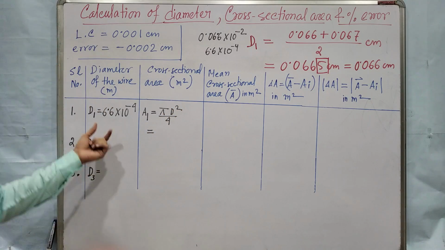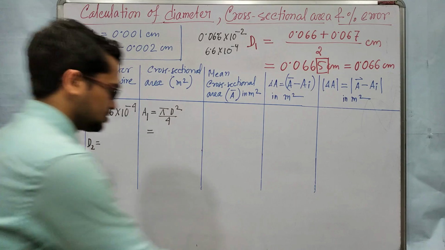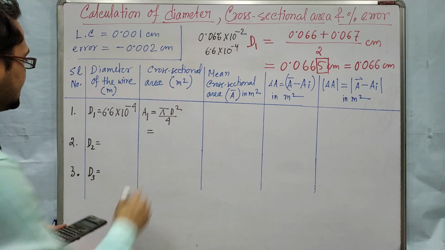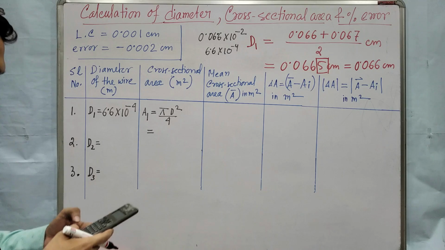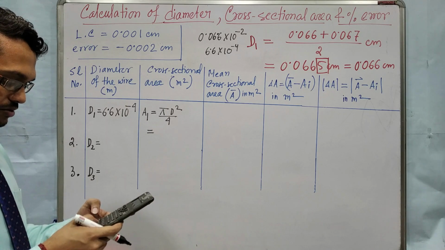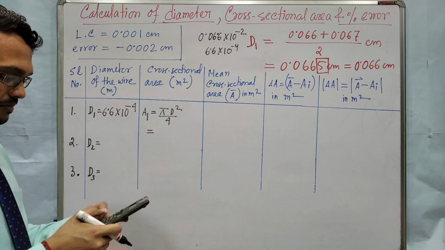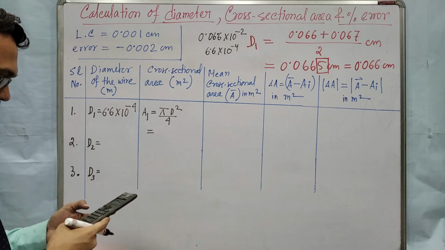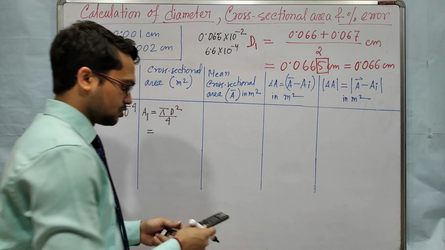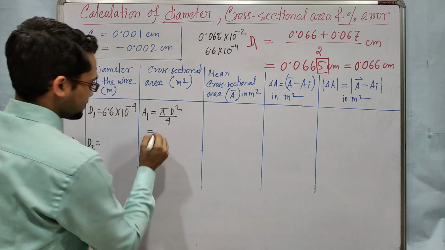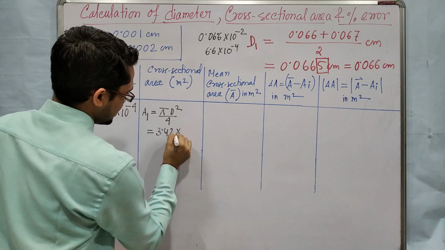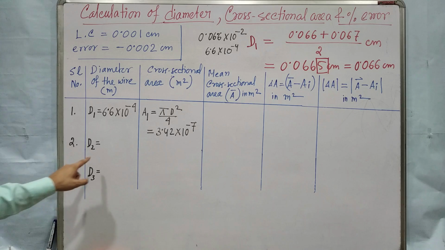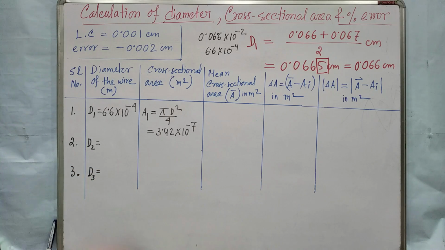Okay, what will be the value? So pi d square by 4. I am calculating it here. Pi into d square, where d is 6.6 into 10 to the power minus 4. So 6.6 into 6.6 into 10 to the power minus 4 squared, into pi by 4, we are getting 3.42 into 10 to the power minus 7. So this is area A1. In the same way you will calculate A2 and A3.